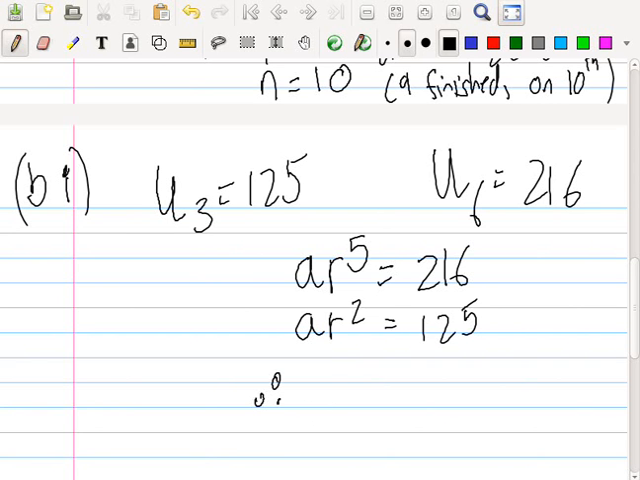So by dividing, therefore, r cubed equals 216 divided by 125. What's that? It's going to be not so nice a number. 1.728. Alright, fair enough. 1.728, and then while you have the calculator there, you might as well cube root it. 1.2.